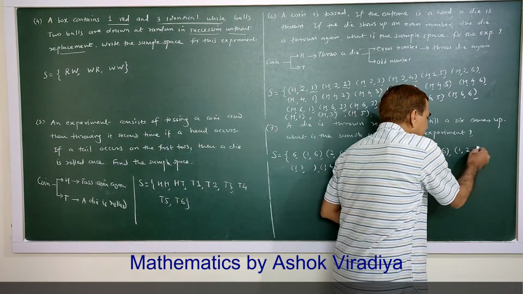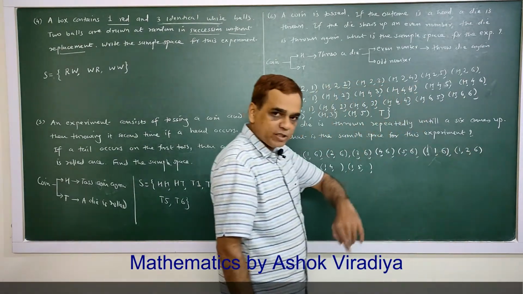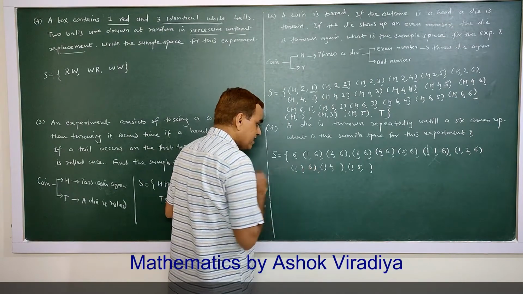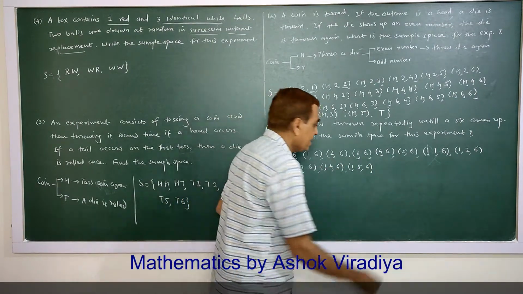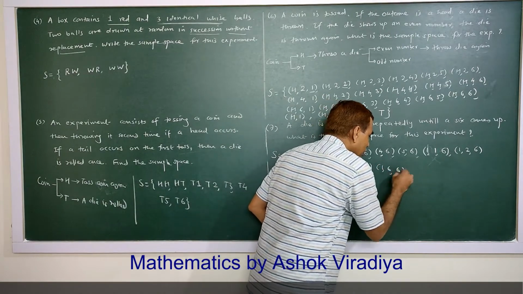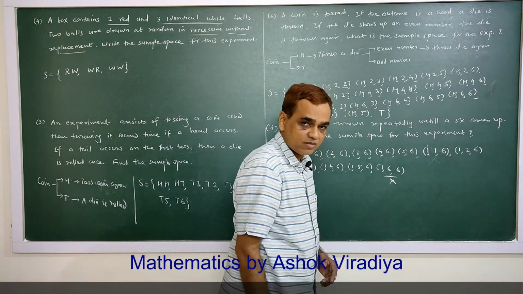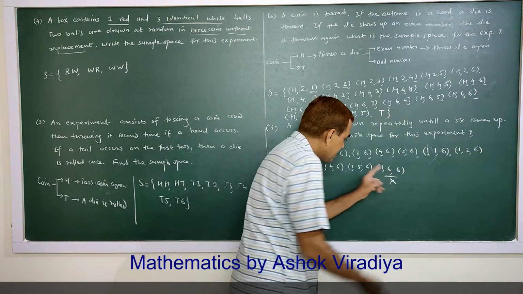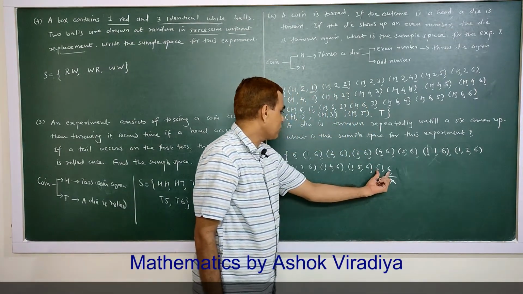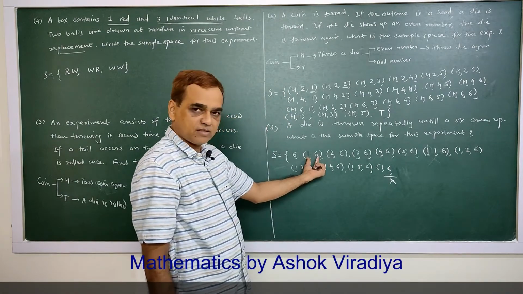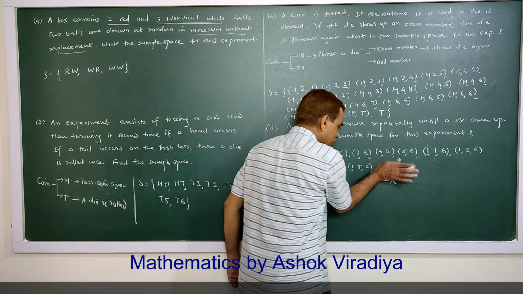1, 2, then on the third toss 6 appears, the experiment is over. 1, 3, 6, over. 1, 4, 6, over. 1, 5, 6, over. Then 1, 6, 6 is not allowed, because as 6 is obtained, we don't toss again, and that outcome is already included. So this is the procedure.